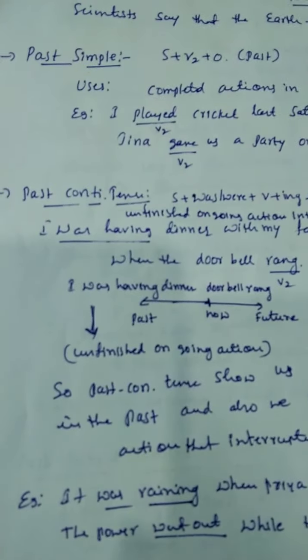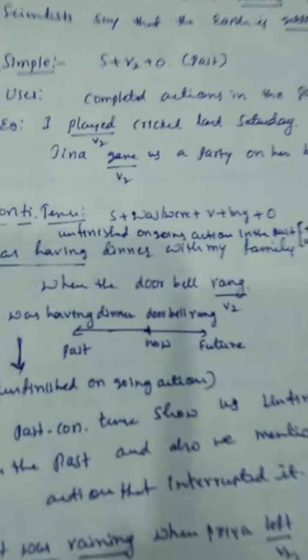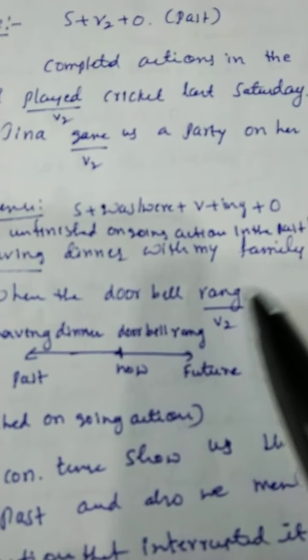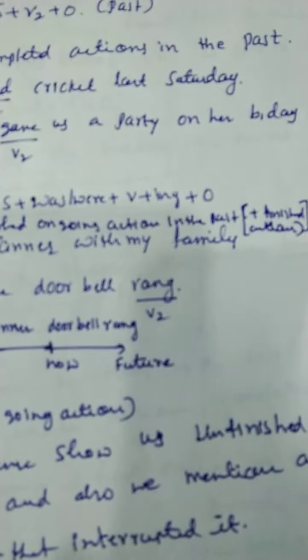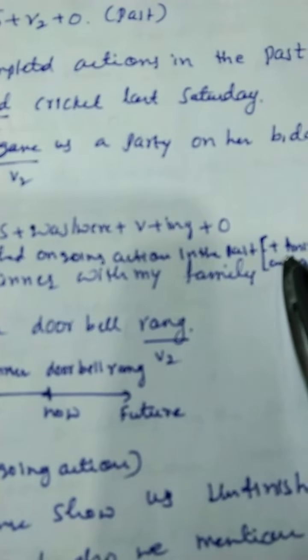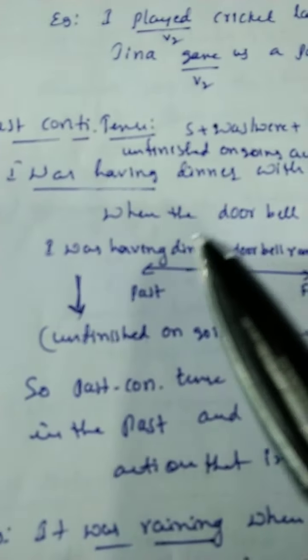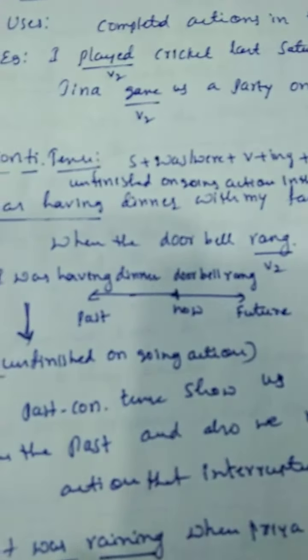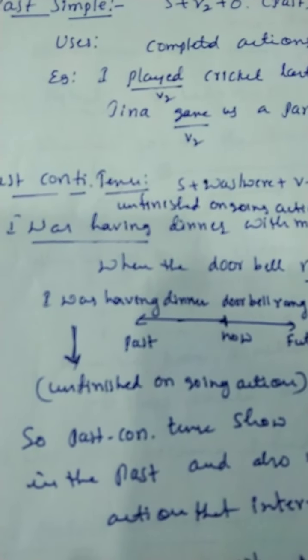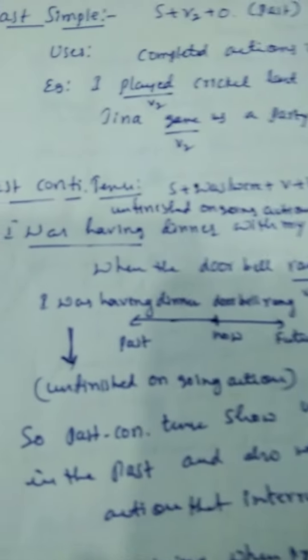When do we have to use this past continuous tense? This past continuous tense will be used for unfinished ongoing actions in the past, plus a finished action. Try to understand my words. For example, I have given an example like: I was having dinner with my family when the doorbell rang. I am explaining again. I was having dinner with my family when the doorbell rang.